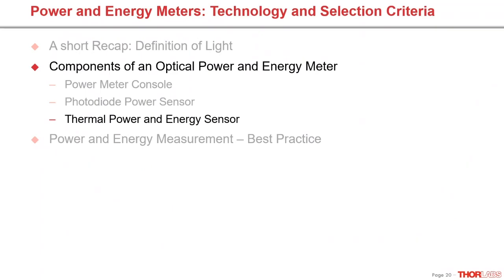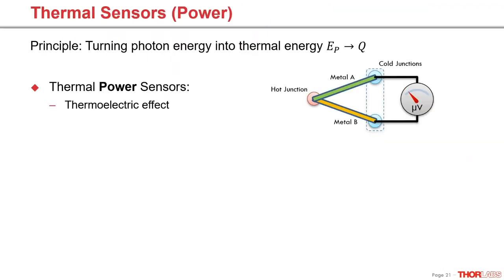Next, we will come to the thermal sensors, where there will be an intermediate step in the conversion from photon to electron. The photon energy first gets converted to a thermal energy. Once the photon energy is converted to heat, it is necessary to measure this heat flow. This can be done using the thermoelectrical effect.